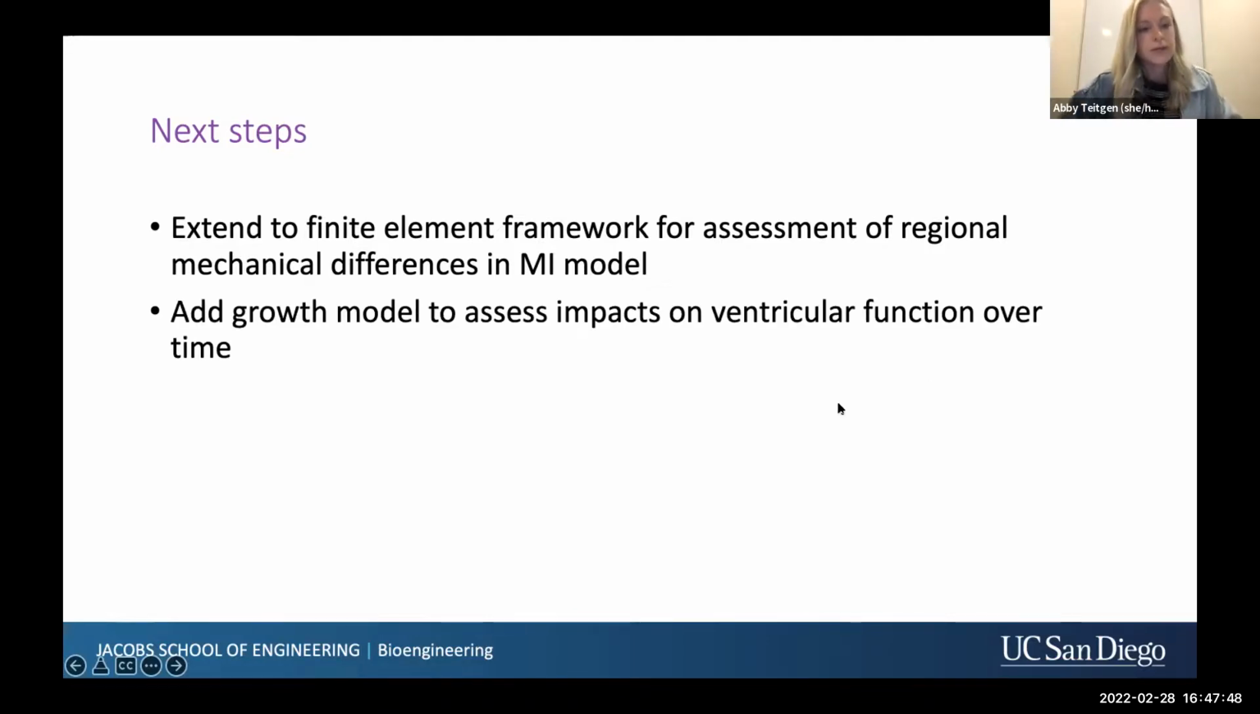Another thing that I am interested in doing is adding a growth model to assess the impacts on ventricular function over time, because with heart failure, you're going to have changes over time in terms of ventricular hypertrophy. And so it would be interesting to look at how dATP affects the heart at different stages.